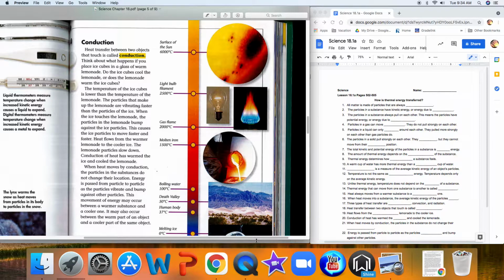Heat flows from the warmer lemonade to the cooler ice. The lemonade particles slow down. Conduction of heat has warmed ice and cooled the lemonade.